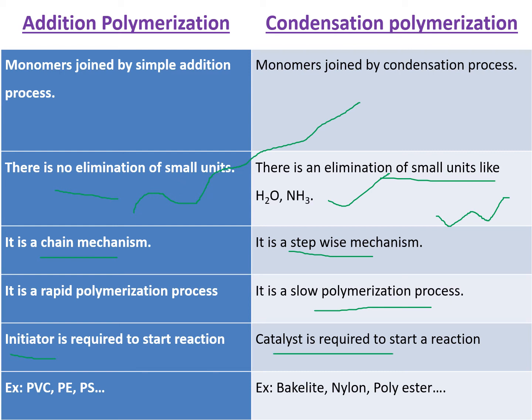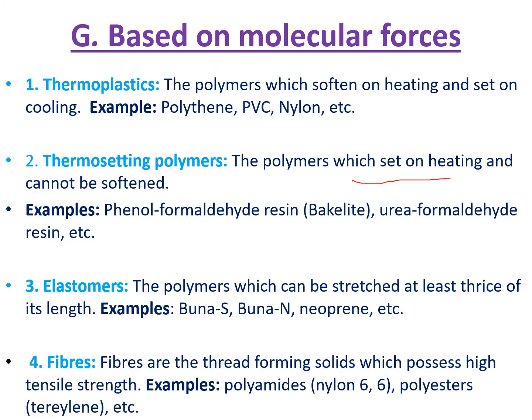Examples for addition polymerization are polyvinyl chloride, polyethylene, and polystyrene. Examples for condensation polymerization are bakelite, nylon, and polyester. Monomers having double or triple bonds are involved in addition polymerization, and monomers having functional groups are involved in the condensation polymerization process.